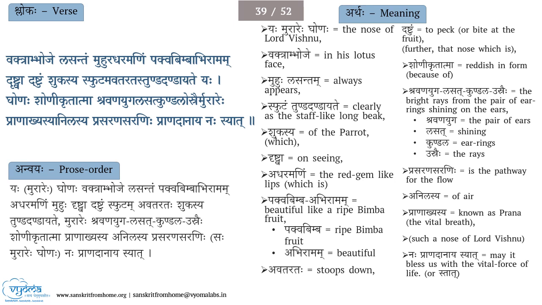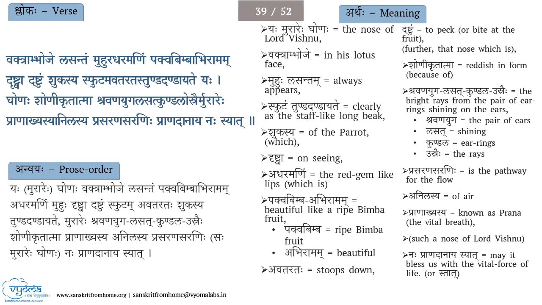towards the fruit. So the next word is drishtva. So on seeing what? Adharamanim, the red gem-like lips, which is similar to the pakva bimba abhiramam, beautiful bimba fruit. Pakva bimba is the ripe bimba fruit and abhiramam is beautiful. So when this parrot sees this ripe bimba fruit, it avatarataha, it is stooping down. It stoops down, dashtum, to peck at the fruit or bite at the fruit.